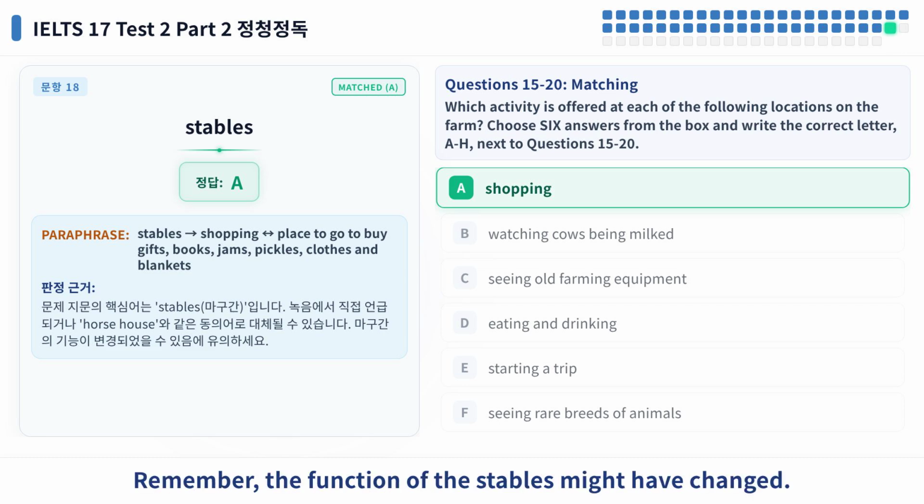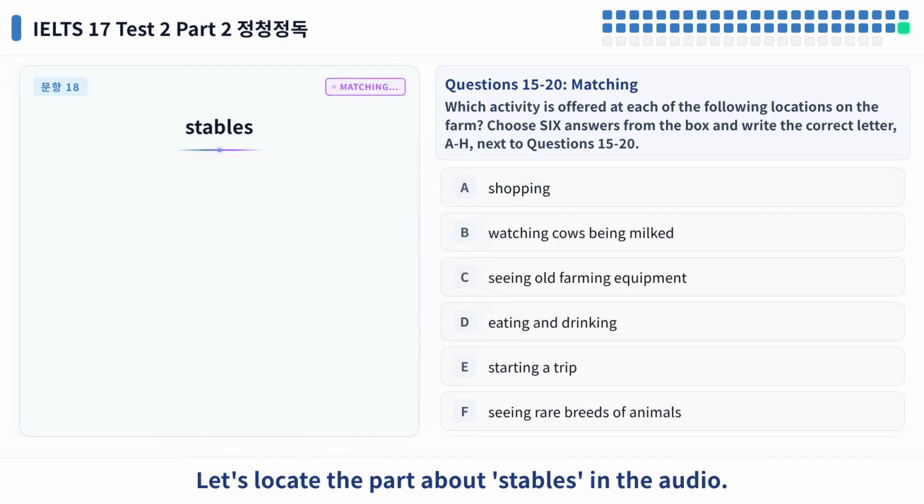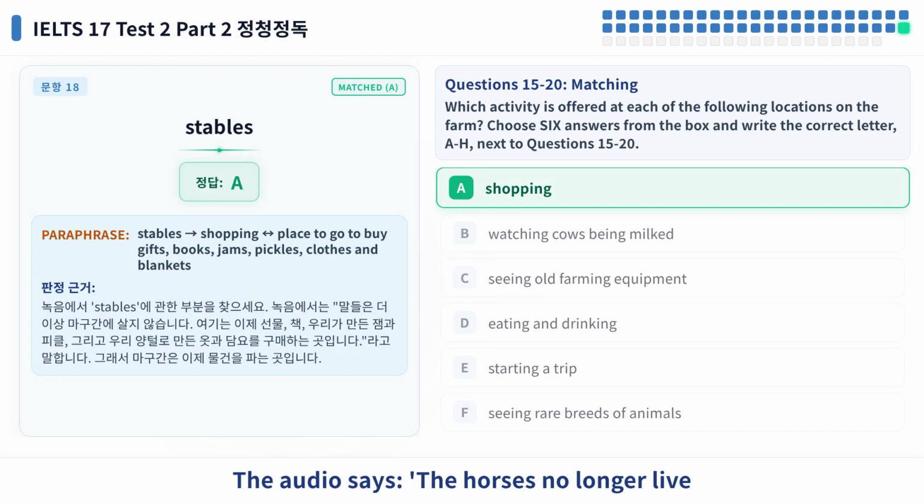The audio says, the horses no longer live in the stables, which instead is the place to go to buy gifts, books, our own jams and pickles, and clothes and blankets made of wool from our sheep. So, the stables is now a place to buy things. The answer for Q18 is A. The stables has become a gift shop, so it should be matched with option A, gift shop.